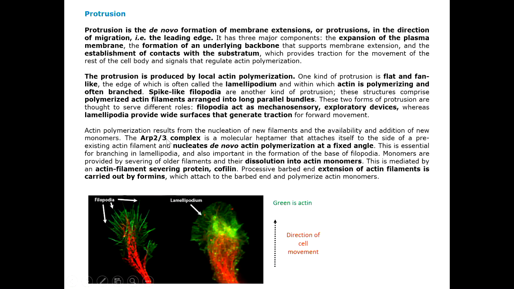We also talked already about ARP2/3, and here it is again. Remember, the ARP complex attaches itself to the side of a pre-existing filament and gets new actin to polymerize at a fixed angle. That's the image I showed you of the angled formation of new actin filaments. Monomers are provided because you chop off the backside of older filaments and make new monomers out of them, and then you have these two proteins that are very important for this. Cofilin is an actin severing protein, and formin is a protein that promotes actin formation.